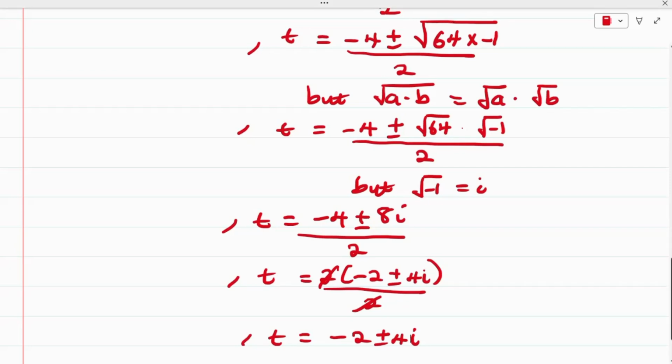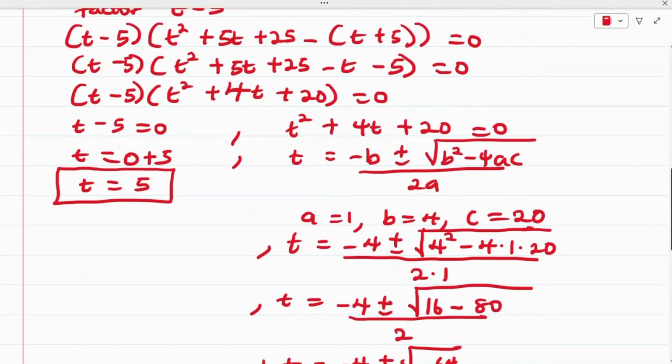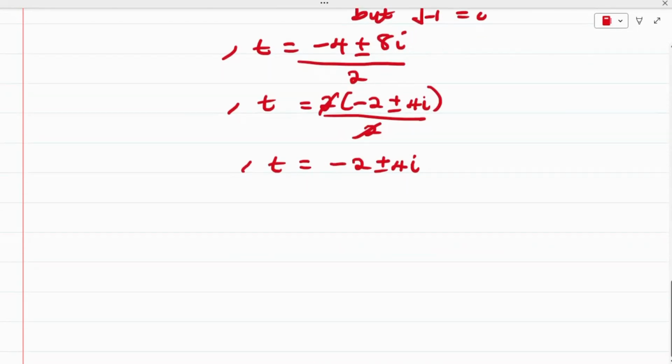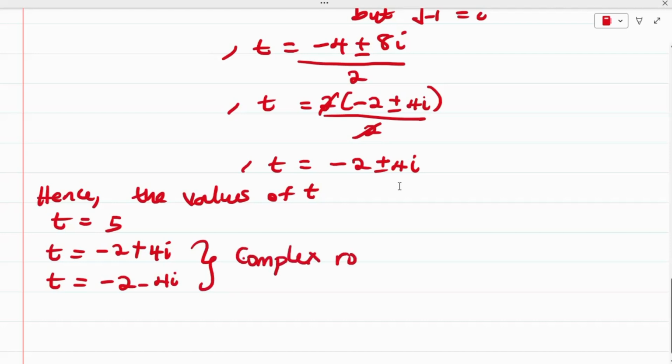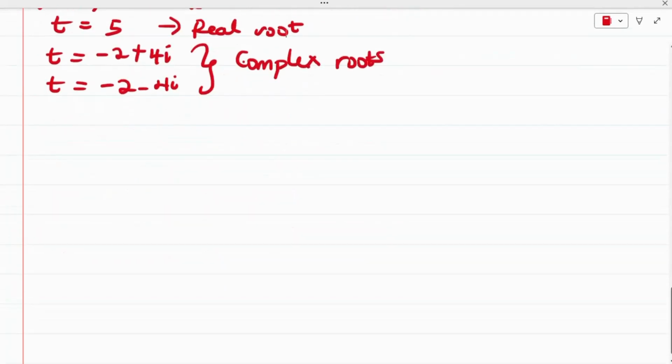So from this, we have been able to find the value of t. So hence we have that t is equals to 5 and t is equals to minus 2 plus minus 4i. So hence we are going to say the values of t is given as t is equals to 5, t is equals to minus 2 plus 4i, and t is equals to minus 2 minus what? 4i, where we have this right here to be the what? Complex roots, and we have this right here to be the what? Real roots. So let's simply verify with the real roots to show if our answer is actually correct.